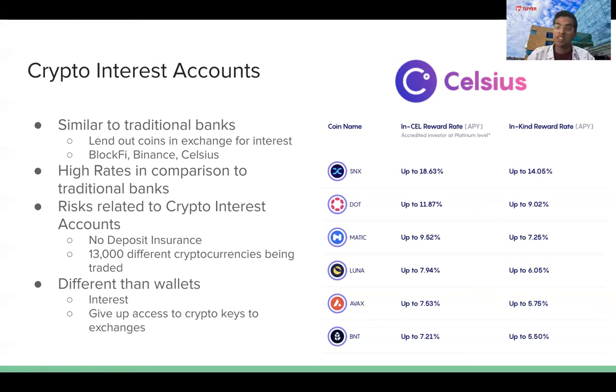Also, there are more than 13,000 different cryptocurrencies being traded, and it's extremely unlikely that this number will stick in the future, which might make the interest accounts in the coins that may go under completely worthless.